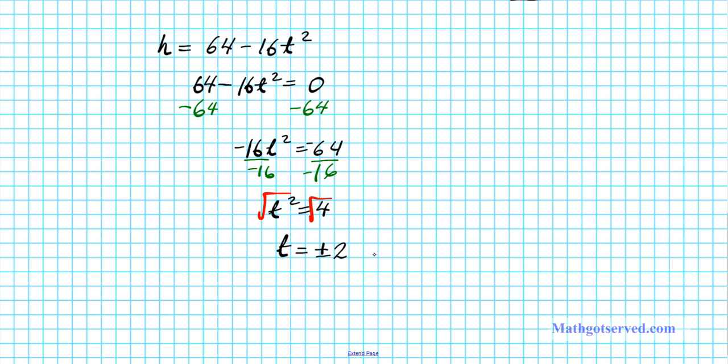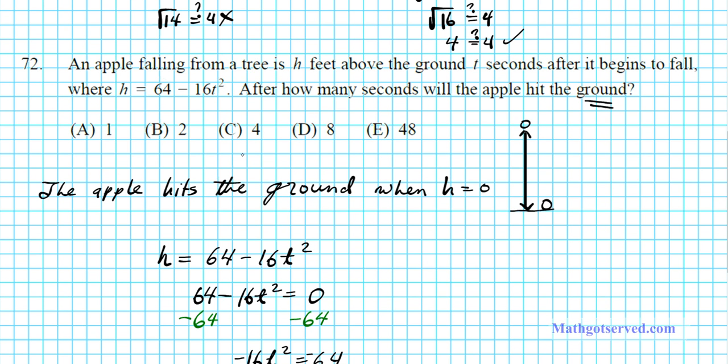Now, since time is always positive, it can only be positive, t is going to be equal to 2. The negative time makes no sense. So t is equal to 2 seconds. So what does this result mean? It means that the ball hits the ground after 2 seconds. So our answer to number 72 is option letter B.